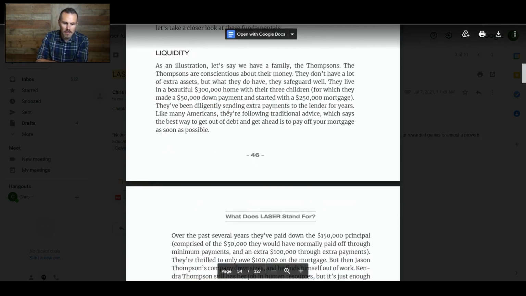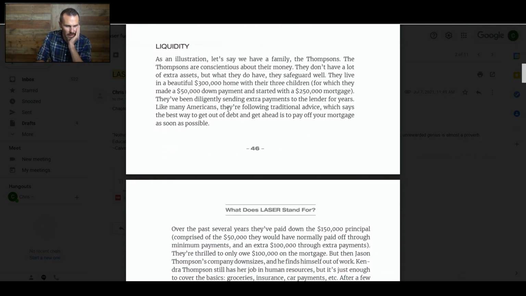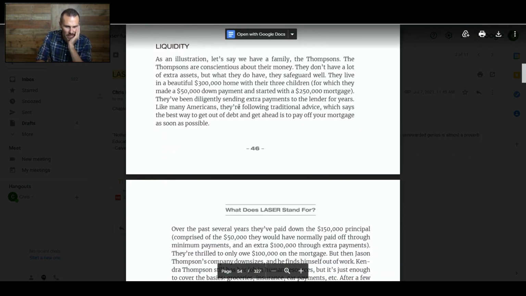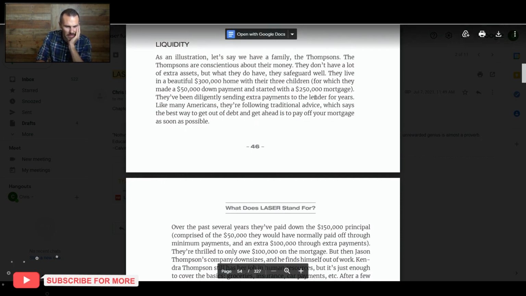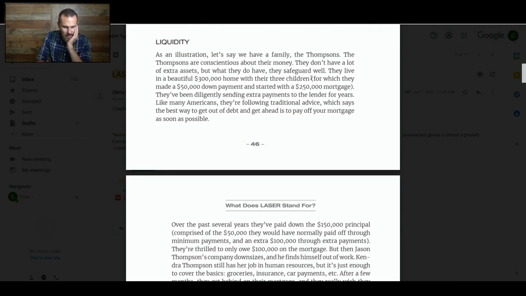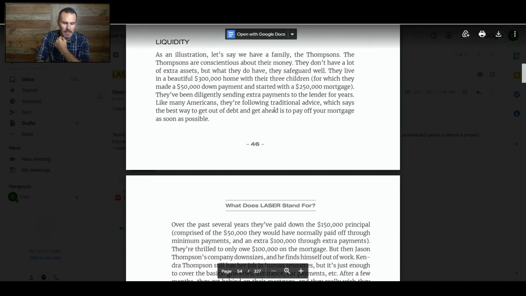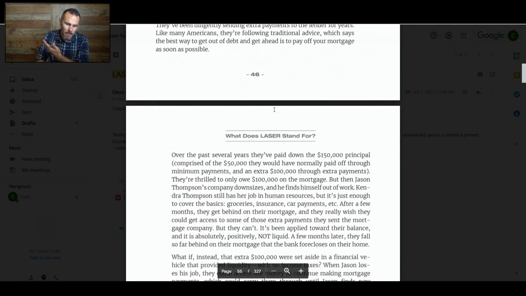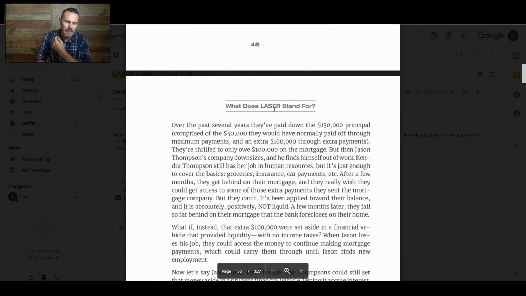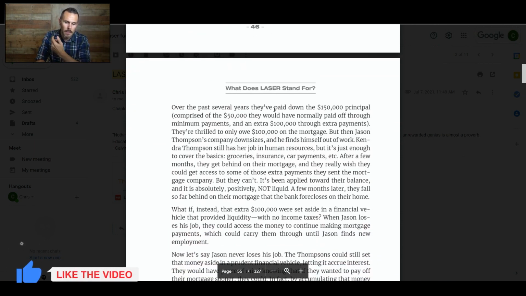So he uses some stories as he goes through here, and he basically says, okay, liquidity. As an illustration, let's say we have a family, the Thompsons. They don't have a lot of extra assets, but they do have a house. He tells this story about how they buy a house. When you have a mortgage, the idea is to pay the mortgage off as quickly as possible. That's kind of like the Dave Ramseys of the world. That's probably a core financial principle they have: just get out of debt, pay down that principal.